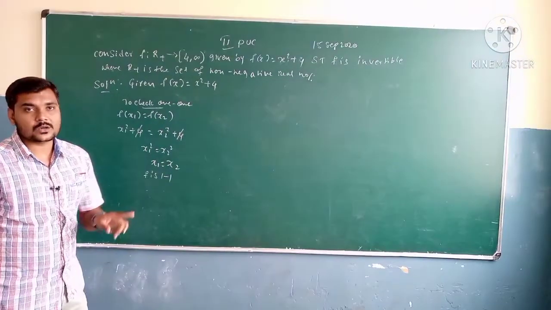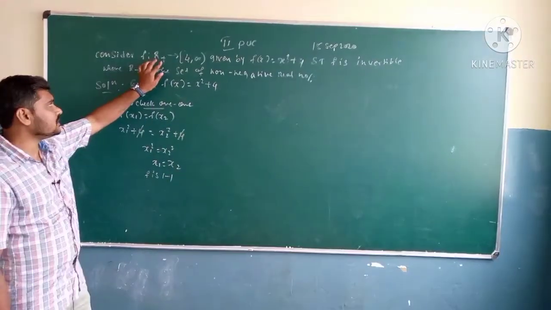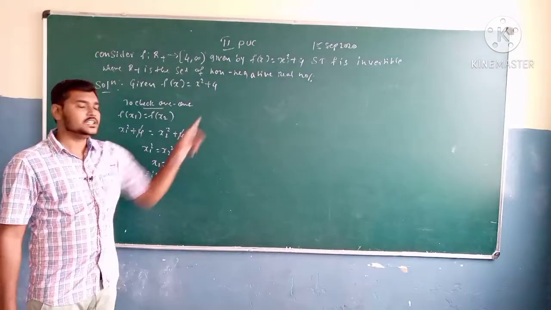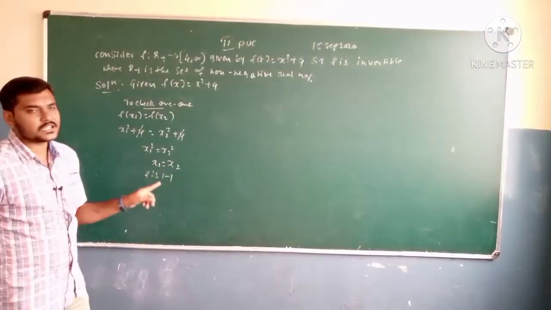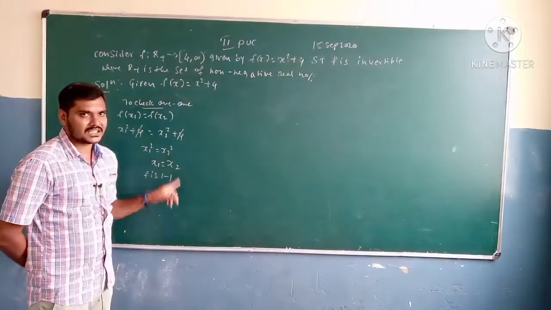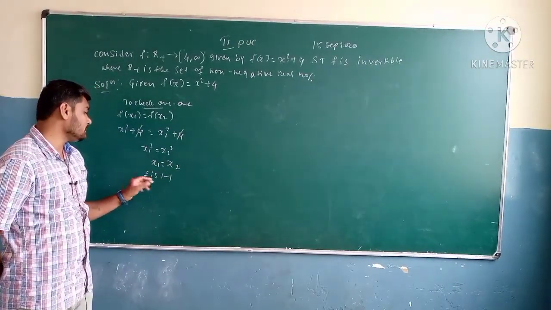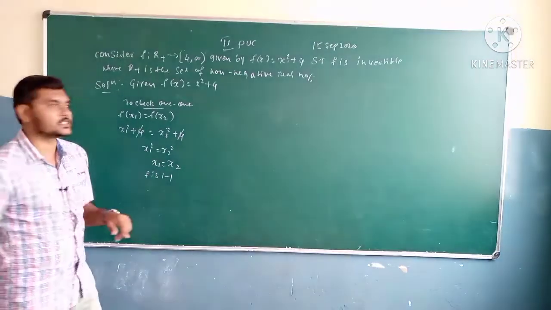So it's going to be the closed-open interval. R plus is the set of non-negative real numbers. So here we don't get negative values. Since negative values are not coming, clearly I can sense that f is going to be a one-one function.